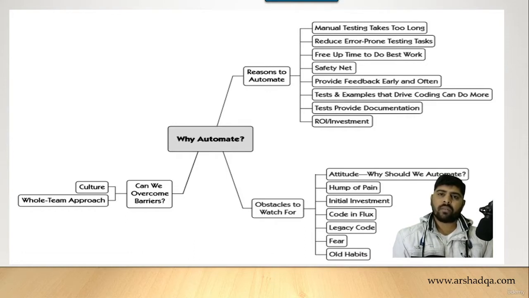Manual testing takes too much time because it is done by humans, and if there are few resources and the work is huge, especially if there are repetitive tasks, then it takes too much time. Secondly, if our QA resources are overburdened, then it is possible that they will make mistakes. So test automation reduces error-prone testing tasks.